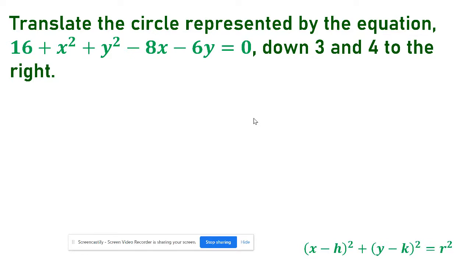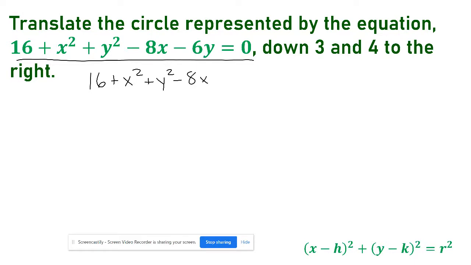I apologize. So it says, translate the circle represented by this equation down 3 and 4 to the right. So this actually goes back to the first circle assignment, the one you did earlier this week, where we are going to have to take this whole mess and get it into the correct form. So let me rewrite this first. So we have 16 + x^2 + y^2 - 8x - 6y = 0.